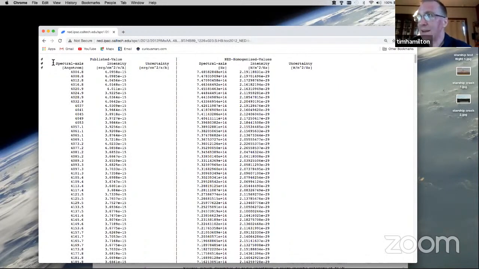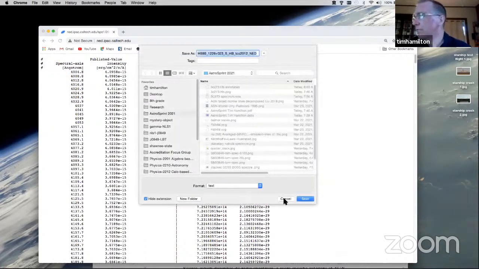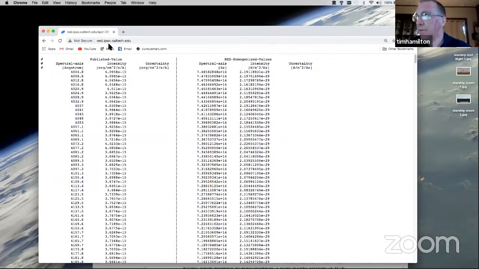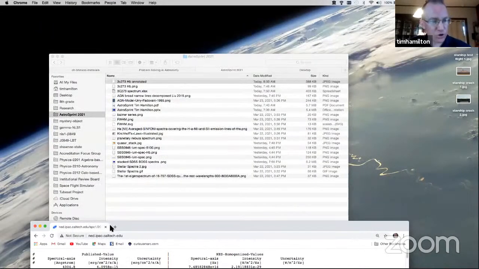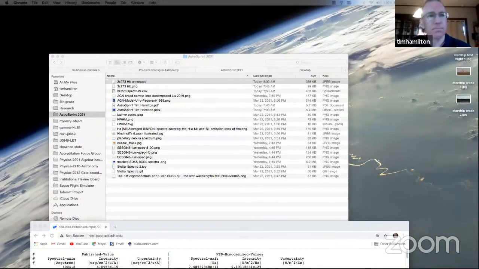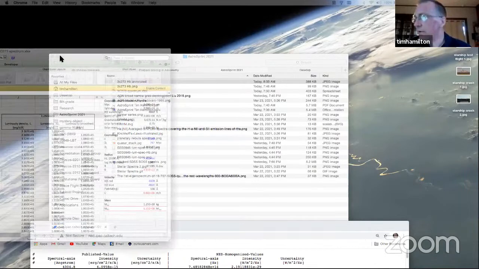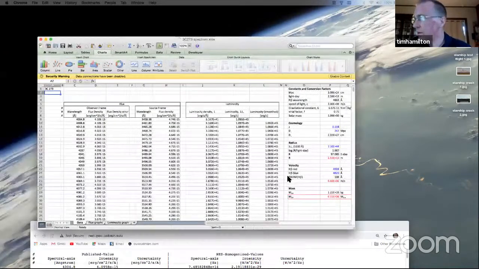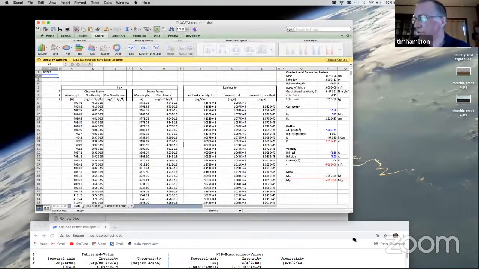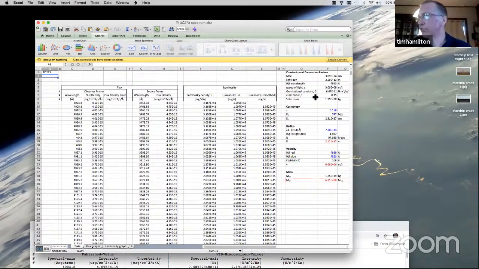Now, we're going to save this file. You can just save like that, put it in your folder, and then we're going to open it up in a spreadsheet. I know that they've trained you in using TOPCAT, and you might be able to use it in TOPCAT here. I've been doing all of this stuff in spreadsheets, which is also convenient for doing the other calculations there, so I'm going to do it this way.